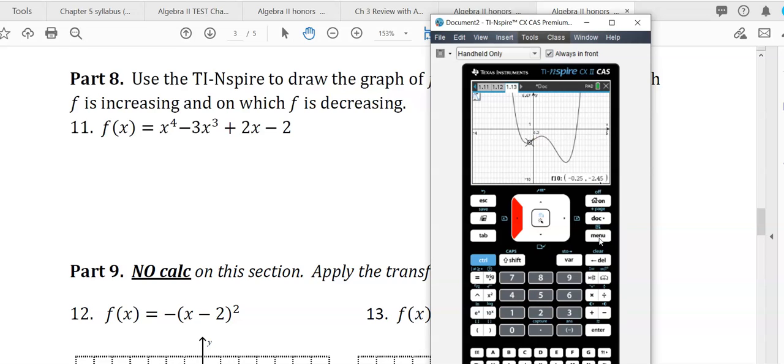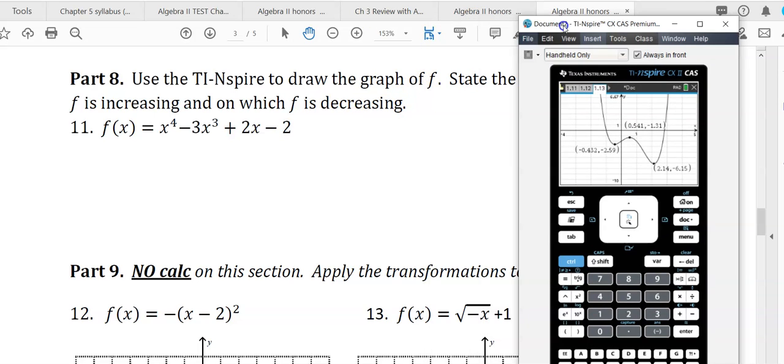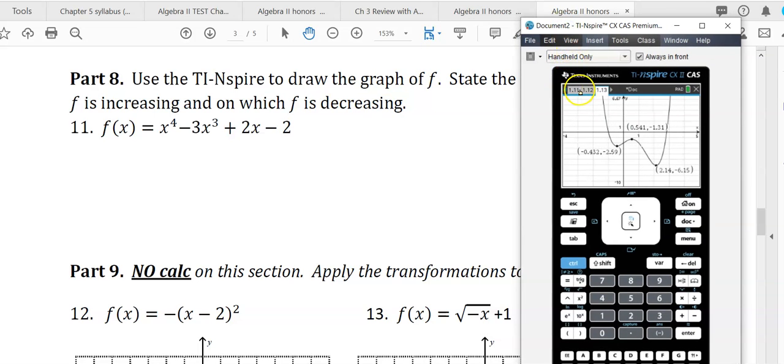Find the local minimums or maximum. It looks like there's a minimum. Maximum. If I go to the right a little more, I find a local minimum there. Just going to put this over here so you can see it a little easier. Okay.